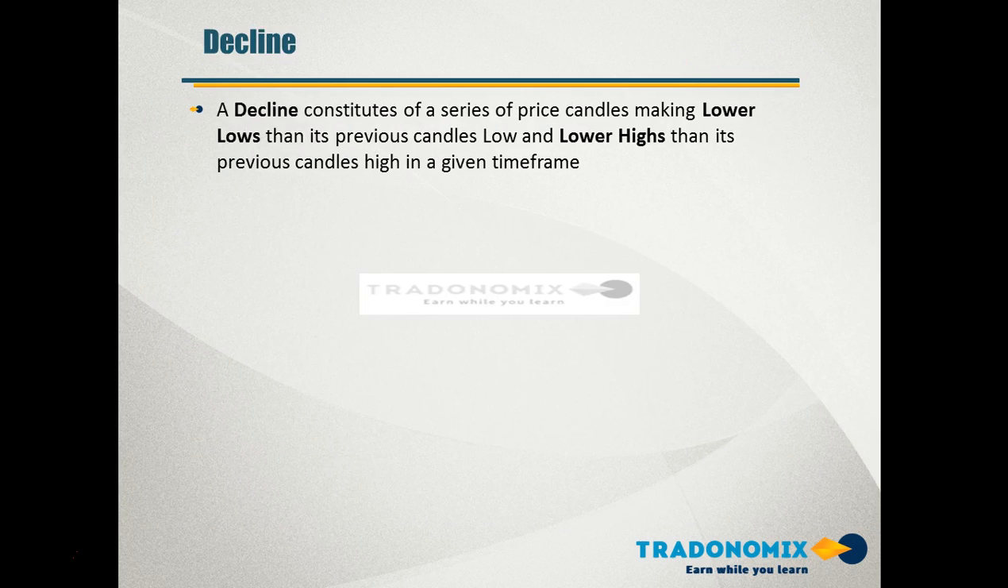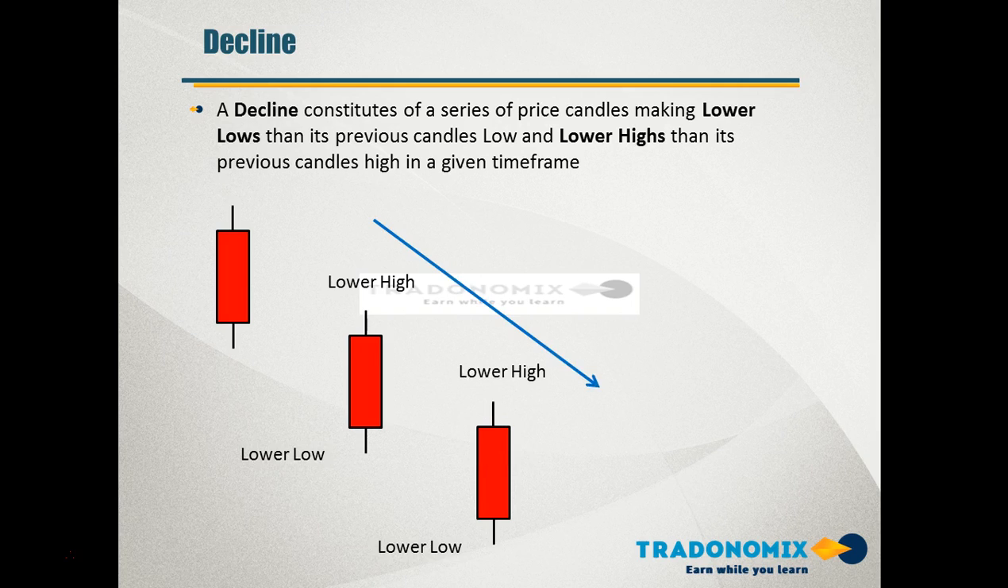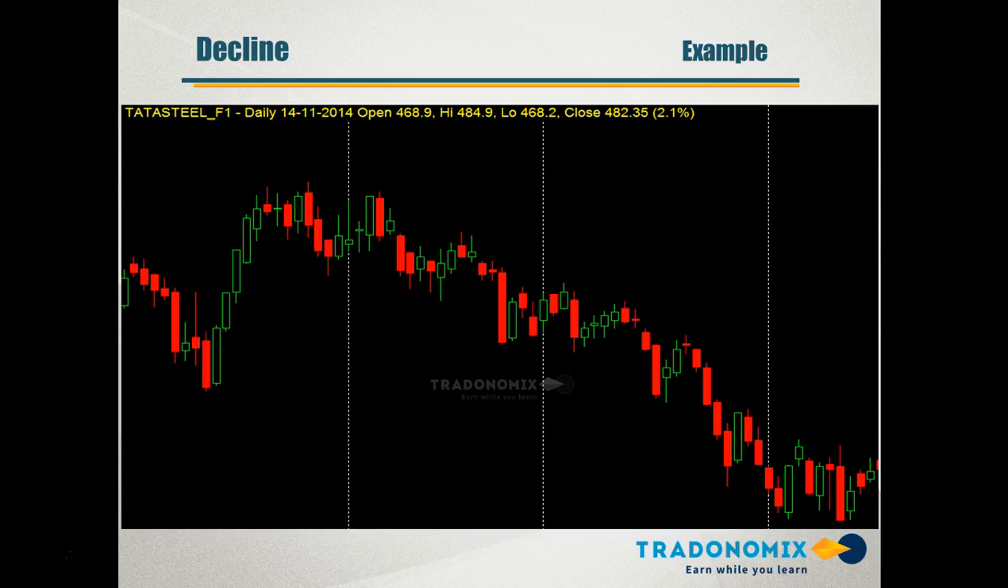Now for decline, the reverse order, where you have a series of lower high candles and lower low candles forming a decline. A quick example of decline: you have these bearish candles creating lower lows and lower highs, and hence this movement is called a decline.